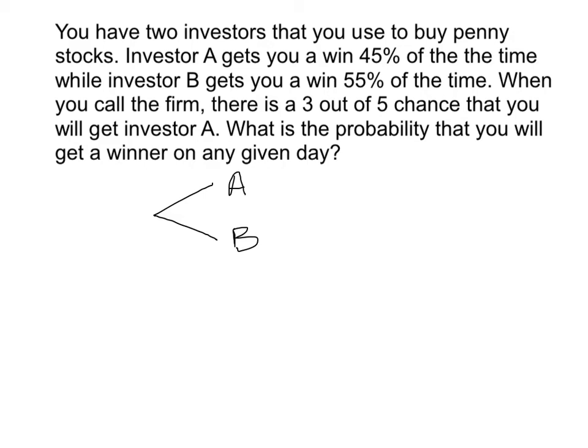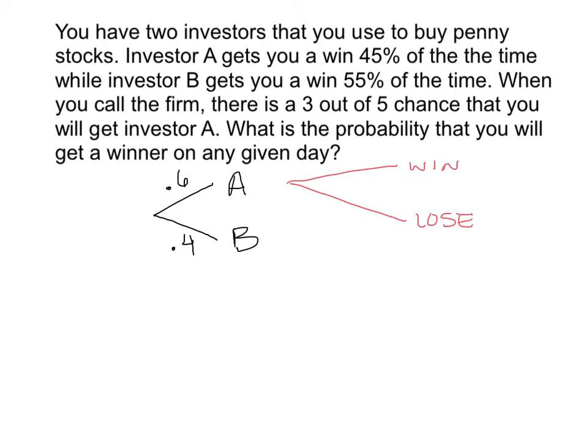So if we were going to put this in a tree diagram, I would say, okay, 3 out of 5, I get Investor A. 3 out of 5 is a 60% chance, or 0.6. And then that means that there's a 2 out of 5 chance for B, which is 0.4. Now let's just say that 60% chance becomes true. Now you have two possibilities for Investor A. You might get a win, or you might have a loser.